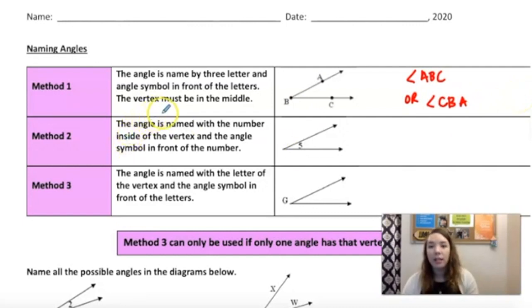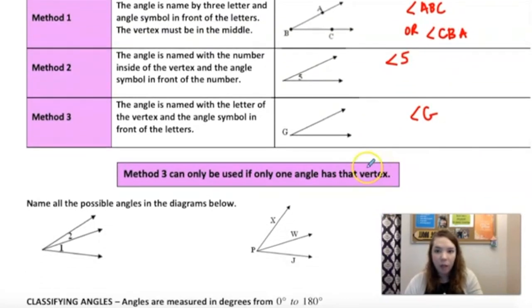Method 2 is the angle is named with the number inside of the vertex, and we would still use our angle symbol. So this would be angle 5. And that's really the easiest way, but it has to be numbered on your diagram. Method 3 is the angle is named with the letter of the vertex and the angle symbol in front of the letter. So this one just has the vertex. It doesn't have other letters. So this one is angle G, like so.